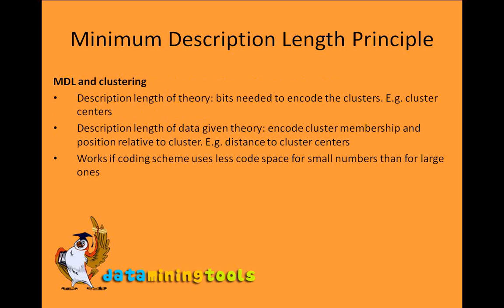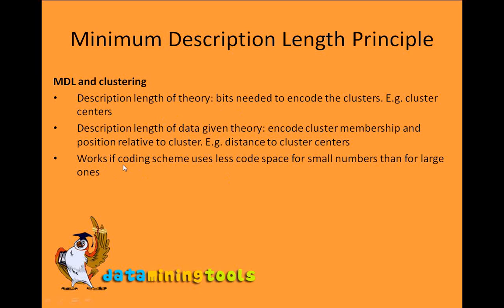Now we talk of a practical implementation of minimum description length: minimum description length and clustering. The description length of this theory is the bits needed to encode the clusters. How can we represent a cluster? We can represent clusters if we mention our cluster centers, and the description length of the data given the theory is to encode cluster membership and position relative to the cluster. That is, we just give the distances to the cluster center.